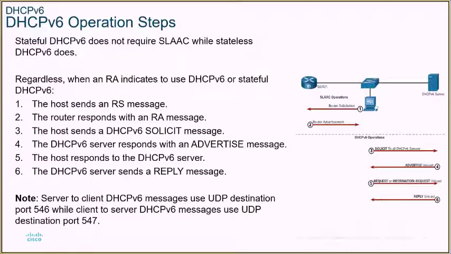Now that RA message will be either other information or managed. I think we're talking about other information at the moment. And then basically from there, it says, well, you need to send a DHCP request. The first message is now called a solicit. So DHCP solicit, which of course they respond with an advertise, and then it's a request, and then it's a reply. Server to client DHCP messages use UDP port 546, while client to server messages use port 547.